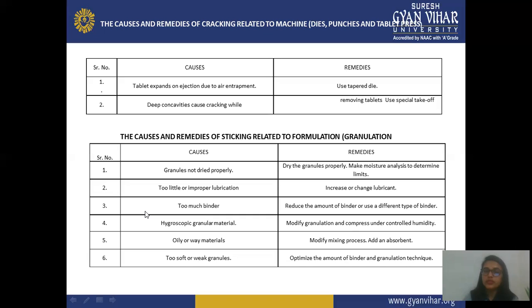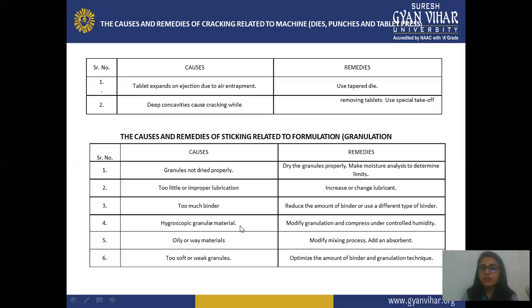Next is too much binder. If you use too much binder, there's also a problem. It does not form a good quality tablet, and to overcome this type of problem, you reduce the amount of binder and use a sufficiently lesser amount of binder or a different type of binder. Next is hygroscopic granular material, means granules containing hygroscopic material. In this condition, you modify this problem with the help of granulation modification or compress under controlled humidity. Means too much humidity is not in the formulation, or the required amount of humidity is required.